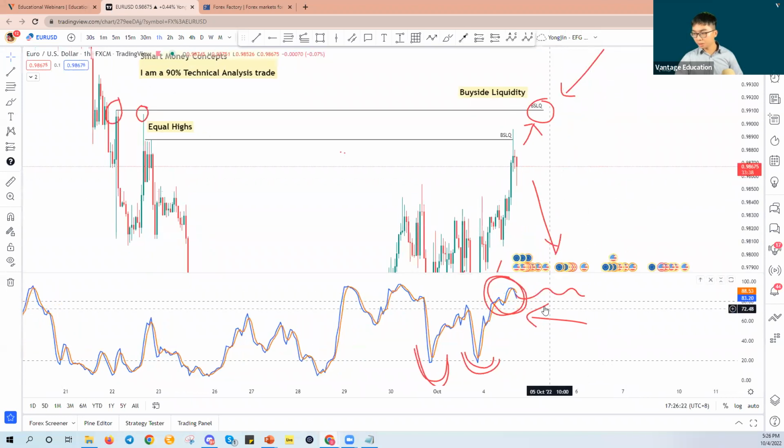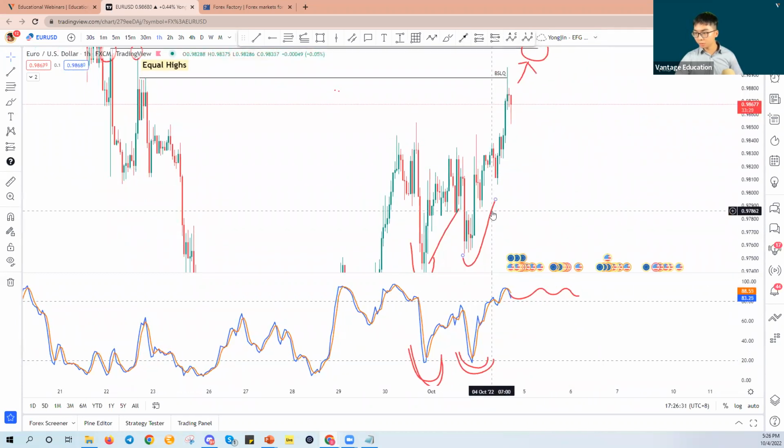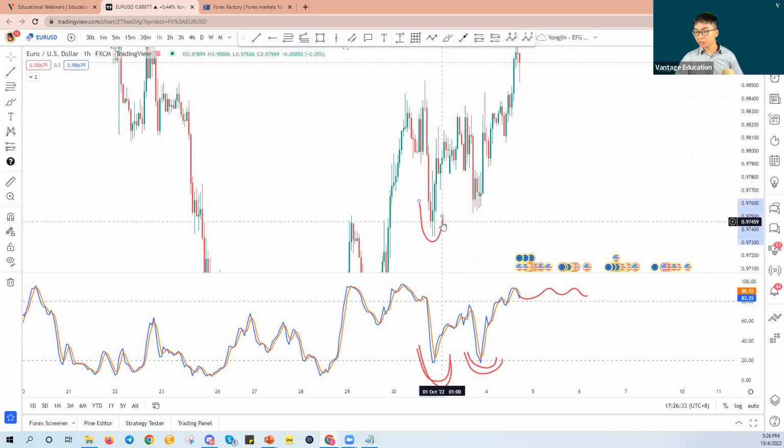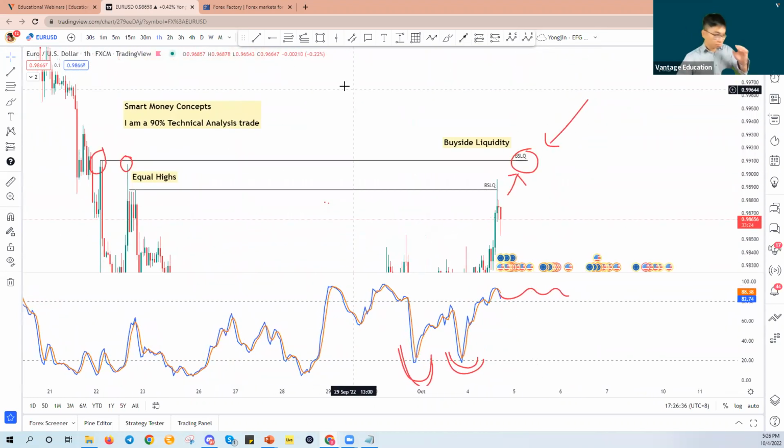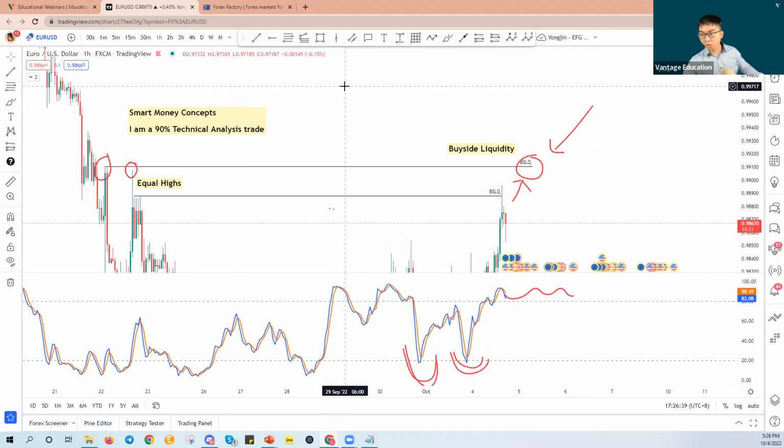Okay, let me clear this up. It's a bit messy. Okay, let's get a clean chart before we look at some potential trades and forecasts before the news tonight.